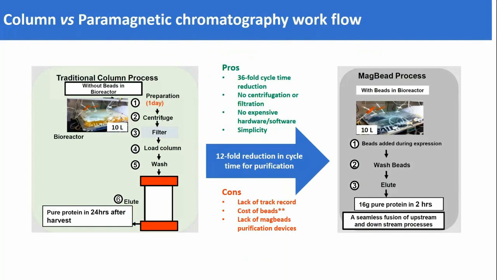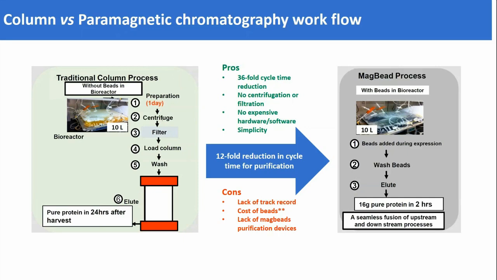So these are the pros and the cons of protein purification by either column versus magnetic beads. With the protein purified on magnetic beads, you get a 36-fold cycle time reduction. You have no centrifugation, no filtration. You reduce the cost of labor in terms of the amount of people you put on the centrifugation and filtration. One person can do the whole process.